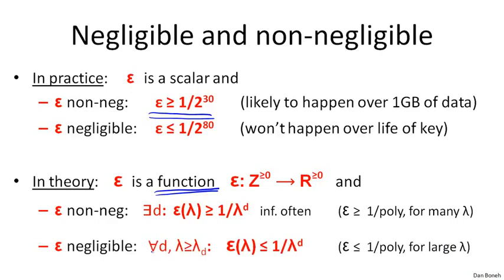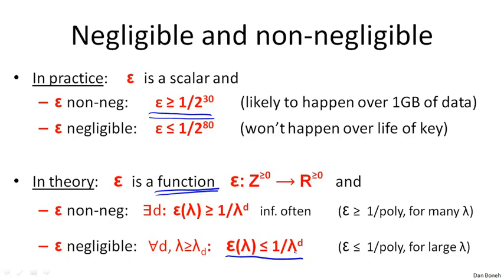So what this says here is basically for any degree polynomial, for all d, there exists some lower bound lambda d such that for all lambda bigger than this lambda d, the function is smaller than 1 over the polynomial. Okay, so all this says is that the function is negligible if it's less than all polynomial fractions. In other words, it's less than 1 over lambda to the d for sufficiently large lambda.